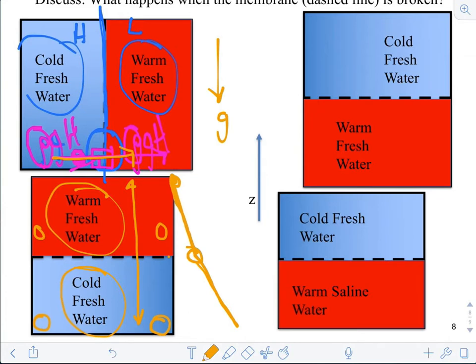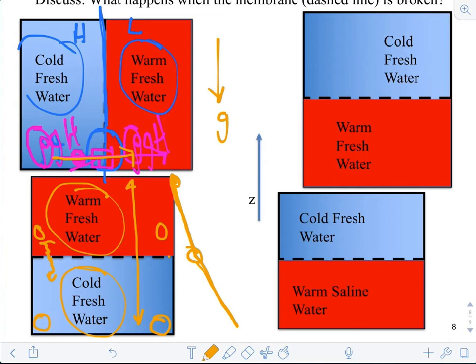If it just sits there, the only thing that will change is over a while, once we break the diaphragm, there'll be some very slight mixing, very slow mixing between these two fluids. But aside from that sort of Fickian or Brownian mixing, there will be no alteration of the situation.